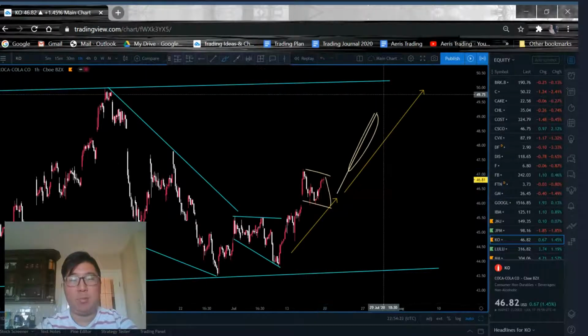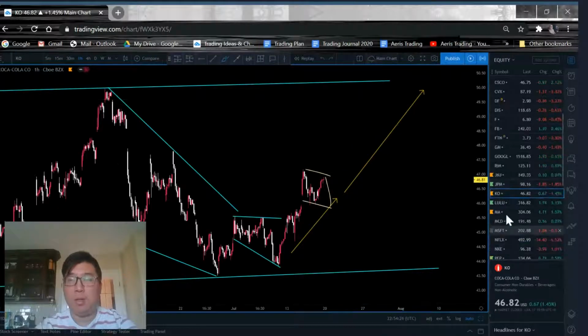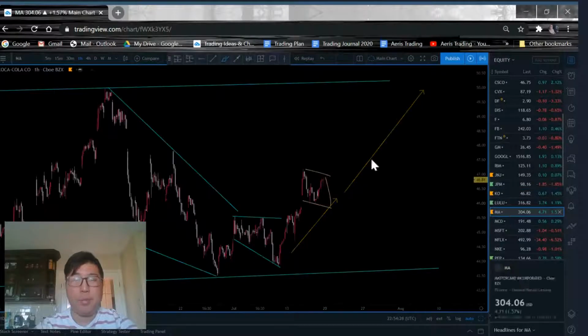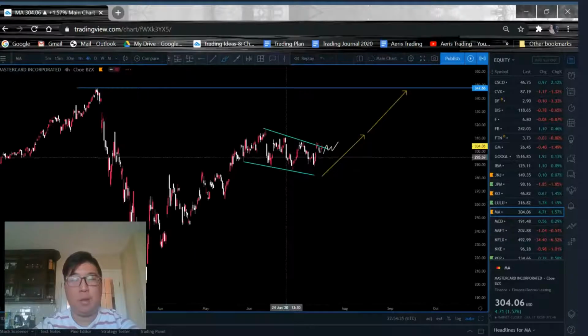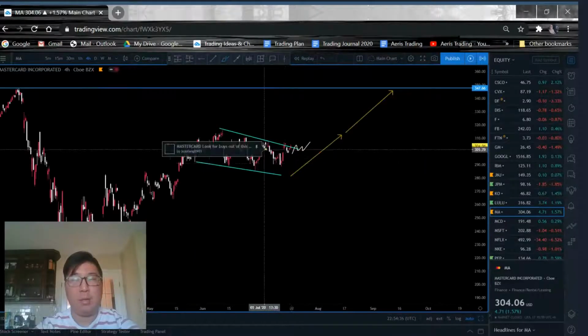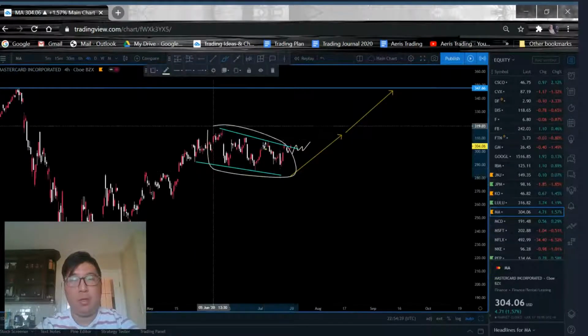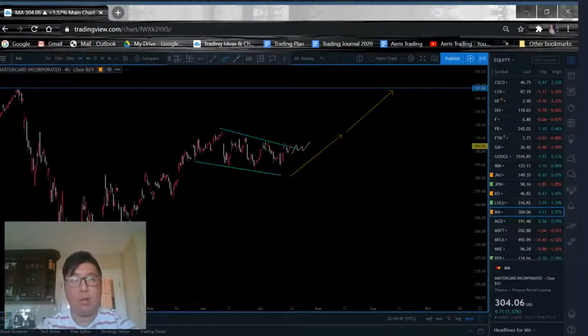Okay, so that's on Coca-Cola, and last one is Mastercard. So Mastercard on higher time frame, right? I was looking at this buy right here. Wait for this correction to finish. Okay, for a breakout of that correction, look for continuation, right?